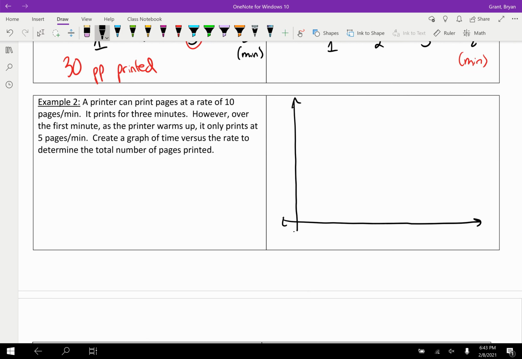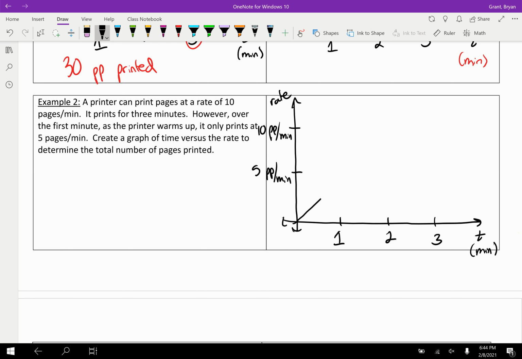We are going from 0 to 1, 2, and 3, something like that. All right, and its rate is going to be on the y-axis, and this is going to be time on my x-axis in minutes. Rate, we have 10. Oh, wait, we should do better than that, huh? Let's put 10 way up here, 10 pages per minute. Then down here we have 5 pages per minute. That makes sense? Okay, we know for the first minute it prints at 5 pages per minute.